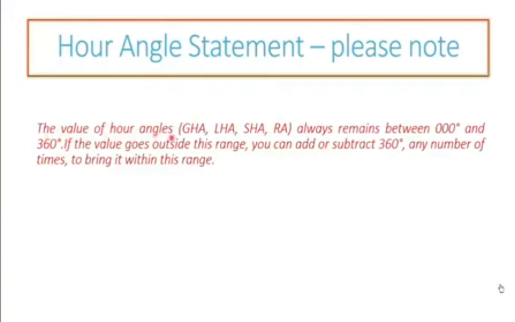The value of hour angles, whether it is Greenwich hour angle GHA, local hour angle LHA, or sidereal hour angle SHA, you can also consider right ascension. Right ascension is opposite to SHA. SHA is measured westwards. Right ascension is measured eastwards from the celestial meridian of Aries. All these are hour angles. Now their value always remains between 000 and 360. The value of an hour angle will always lie between these two figures. Now in any calculation, if you see that the value of the hour angle has gone outside this range, that means either it has become negative, less than 0, or it has become greater than 360.